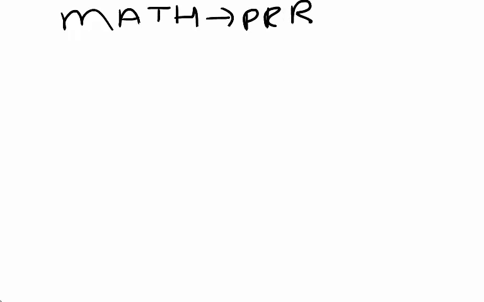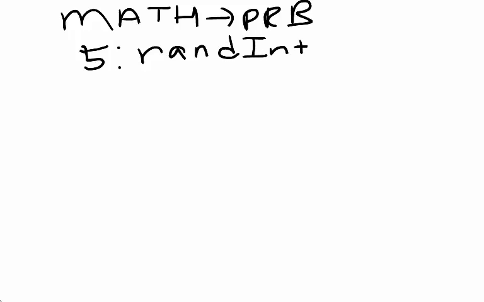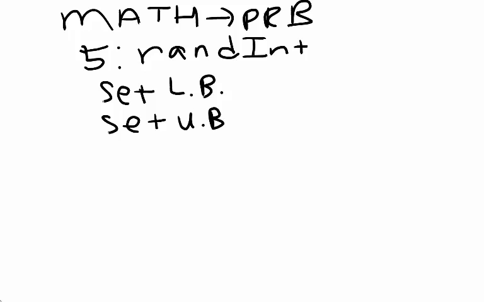So as a recap, we can sample using our random number generator on our TI series calculator by going to Math, Probability, Option 5, which is our random integers. Then set your lower bound. Set your upper bound. And set the number of results that you wish to see.